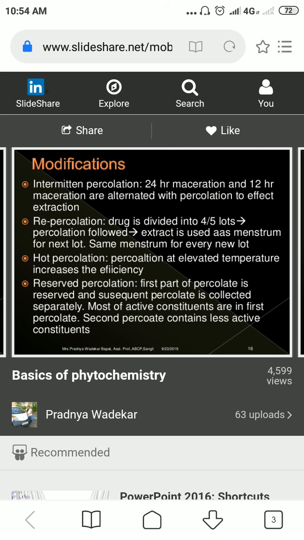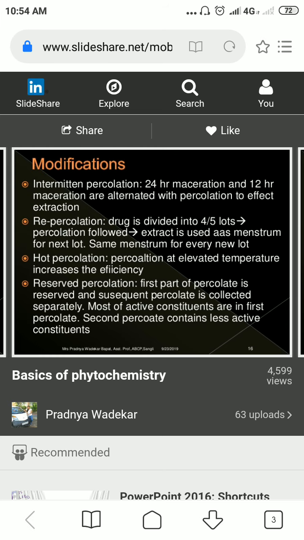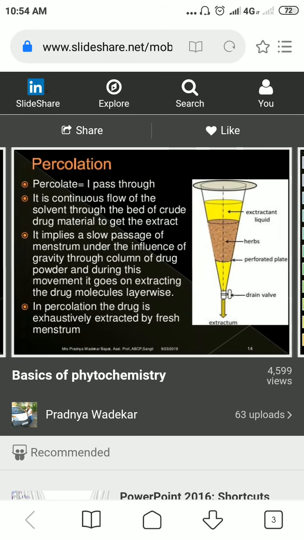So this is all about the percolation method. Today we have discussed maceration and percolation, so we have to revise this first. What is the meaning of maceration? Maceration means soaking. Understood? What does percolation mean? In a cone-shaped apparatus you make a continuous flow of solvent through the crude drug. That is called percolation.